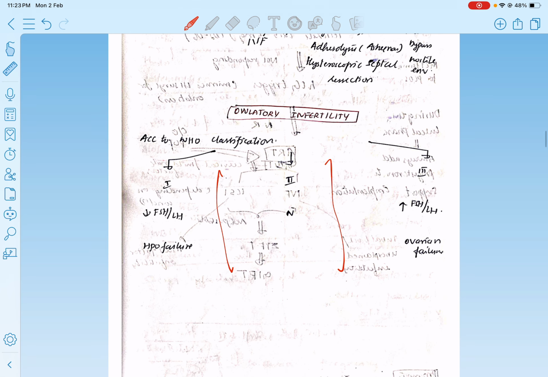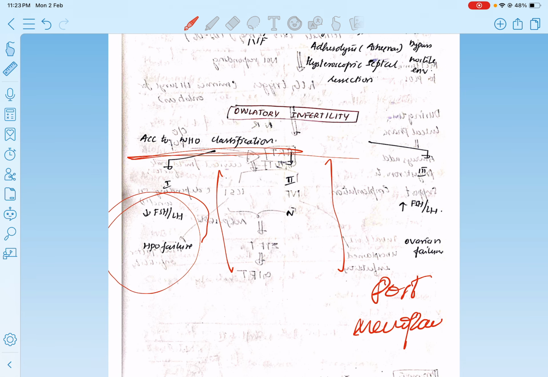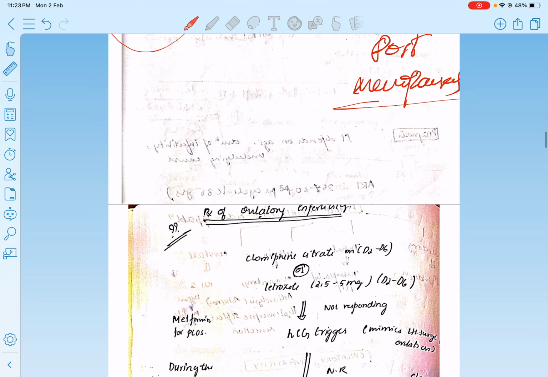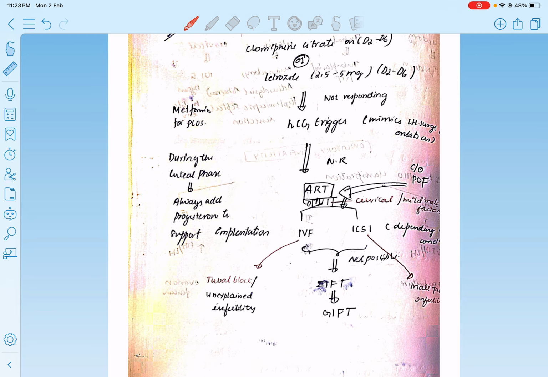And again, the WHO classification of ovulatory infertility is based on whether hypothalamus failure is there, or whether the ovaries are normal, or whether the ovaries have actually failed, as in post-menopause. And again, how you treat ovulatory infertility is what we have discussed. You need to stimulate the ovary, for which we now use letrozole. Then you need to give an HCG trigger, which mimics LH.